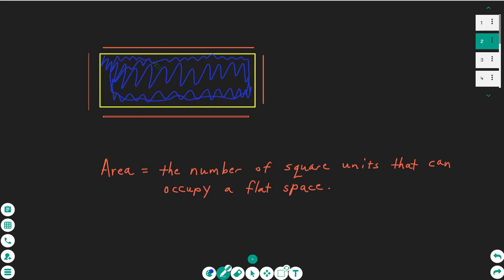All right. Now notice that this is a flat shape. That is important too. Later on, we'll discuss how to measure the space occupied by a three-dimensional object, something like this. That would be a completely different scenario. Here, we're only applying area to flat spaces. All right. So how do we find area?